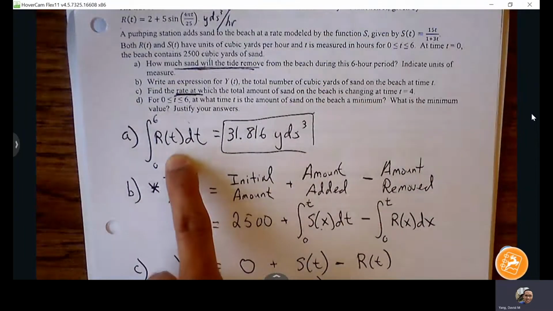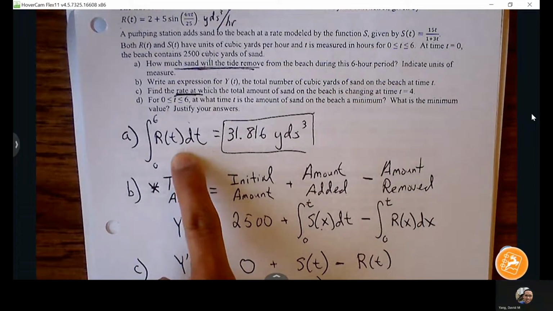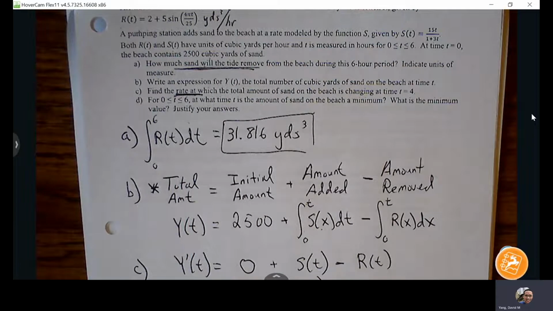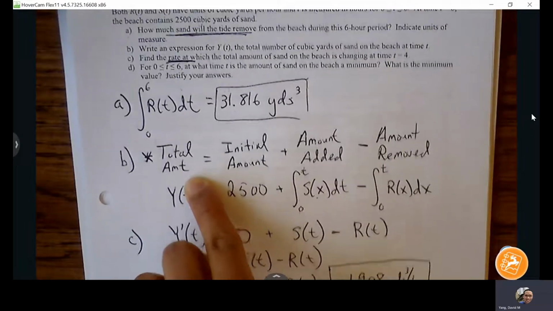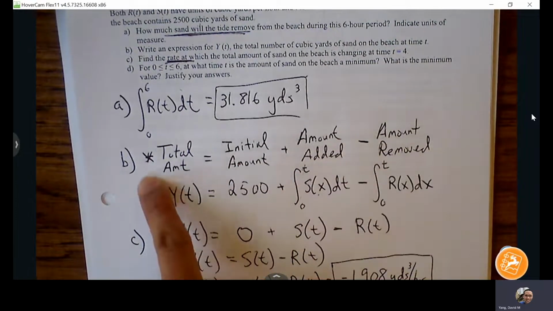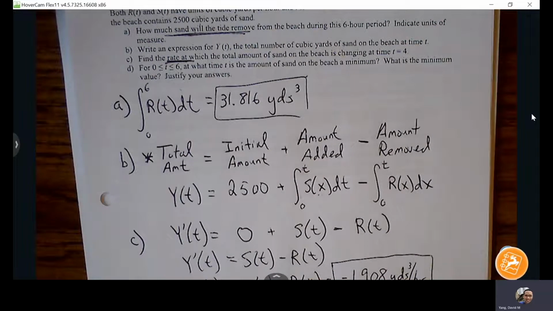Okay. We knew that we could find the amount of sand that's been pulled from the beach just by taking that rate and accumulating that rate over a period of time. So we're able to transform that yards per hour in terms of cubic yards. And then we know that there are 3 things we have to keep track of if we want to find out the total amount of sand on the beach: there's the initial amount, there's the amount being added, and there's also the amount being removed.